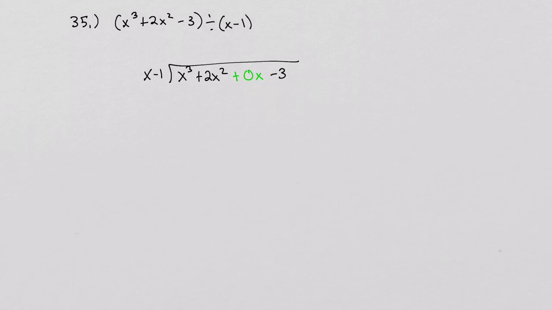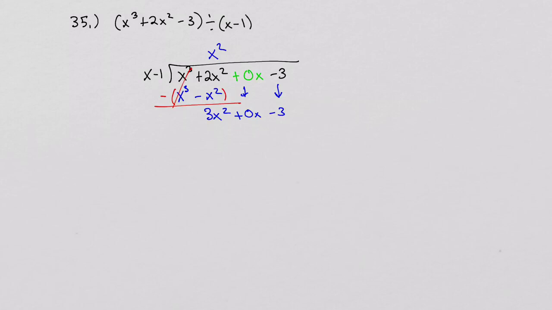So how many times does x go into x cubed? It goes into it x squared times. And then x squared times x minus 1 gives us x cubed minus x squared. And if we subtract that, then the x cubes are going to cancel by design, and then we have 2x squared minus negative x squared. So that's really 2x squared plus x squared, so we end up with 3x squared. And we'll bring down the plus 0x and the minus 3.